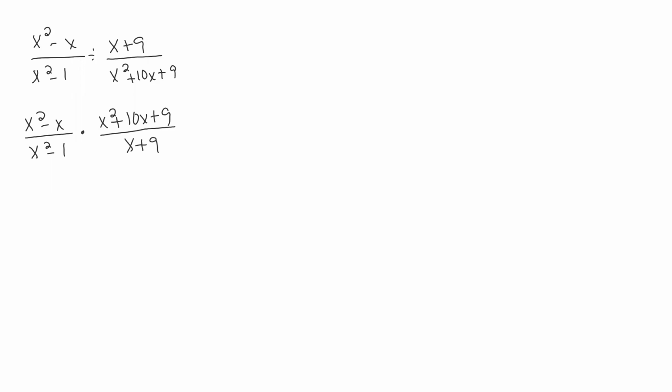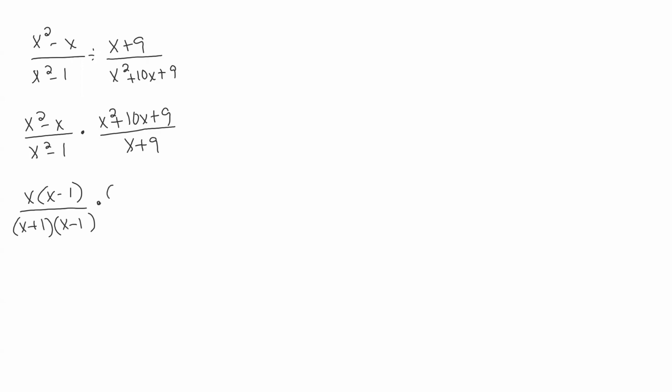Okay. So first numerator, I have a GCF of x. So all I can do is factor an x out. When I factor x out, I'm left with x minus 1. First denominator is the difference of squares. The difference of squares factors into 2 binomials. And basically, we take the square root of x squared and 1. We add the square roots. We subtract the square roots. So this factors as x plus 1, x minus 1.